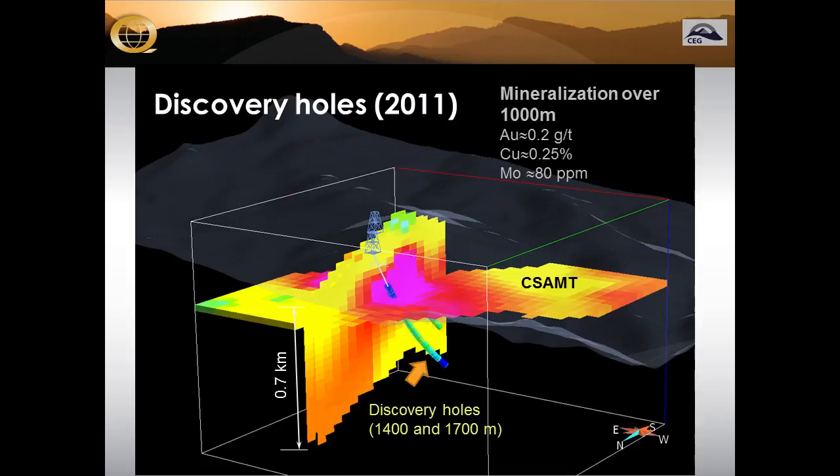The CSAMT didn't tell that story. It was depth limited. The drill holes told a different story. So they needed a deeper penetrating system to understand what's really going on at those depths, and to get a better picture of the whole system.